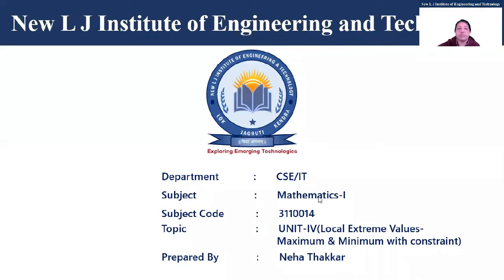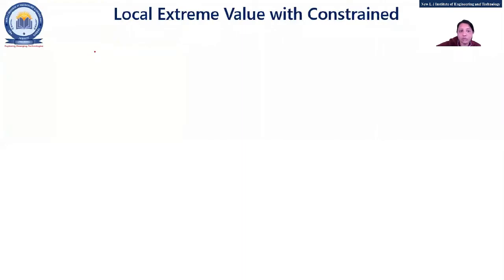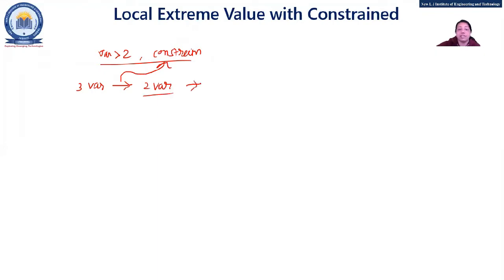So what happens if more than two variables are there and some constraint is given? Using that constraint, what we are going to do, suppose in your syllabus it is for three variables, three variables are given and will be converted into two variables using some constraint, and we will decide either it's a maxima or minima. Fine. So that is about what, with constraint.